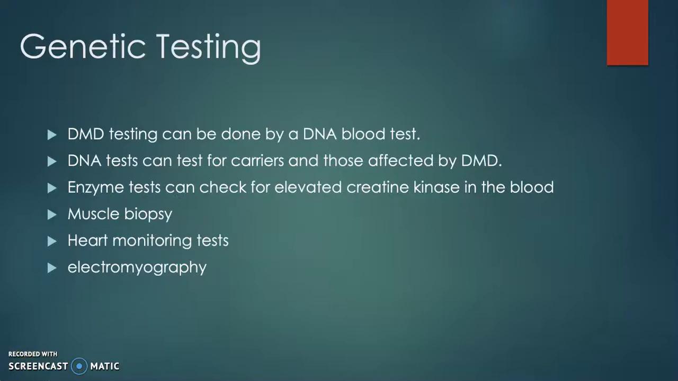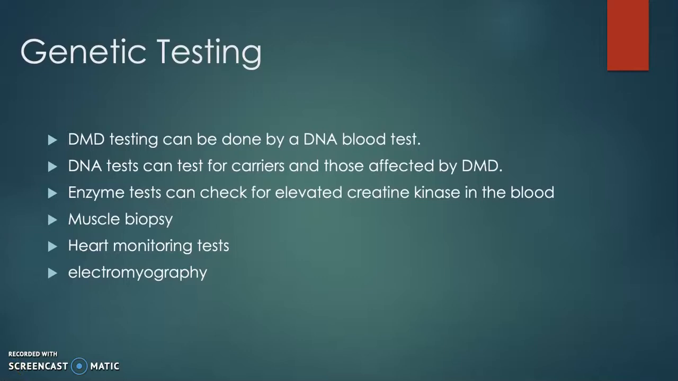Alright, so the genetic testing for DMD could be done by a basic DNA blood test. They can test for carriers and those that are going to be affected by DMD, which is very common sense with the male and female gene. Enzyme tests can check for elevated creatine kinase in the blood. Another 3 tests can be done with a muscle biopsy, heart monitoring tests, and electromyography. There are a few other ones that can test for the main signs of DMD, but these are the main ones that are going to help with the diagnosis of Duchenne muscular dystrophy.